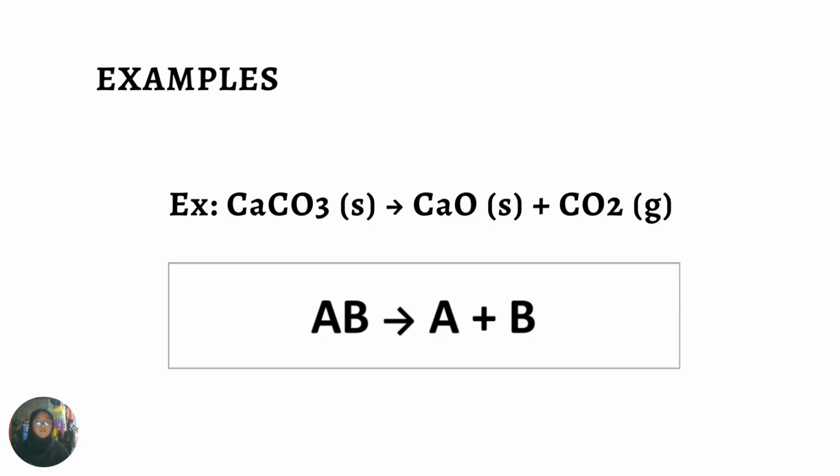If you wanted to come up with a generalized way to write a decomposition reaction, you could write it like this example here: AB breaking apart into A plus B, where AB is a compound and A and B are simpler compounds or elements. So that is an example of decomposition.